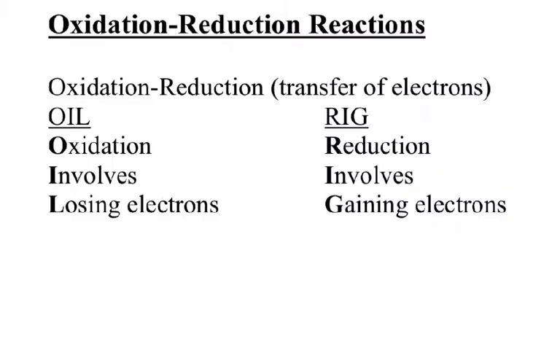One good way to remember who's who is by the acronym OIL RIG, where oxidation involves losing electrons, whereas reduction involves gaining electrons. This is a great way so that you don't confuse which is which. At the end of the day, when you have an oxidation-reduction reaction, there is going to be a transfer of electrons, which, by the way, is what drives synthesis reactions, decomposition, single replacement, as well as combustions.